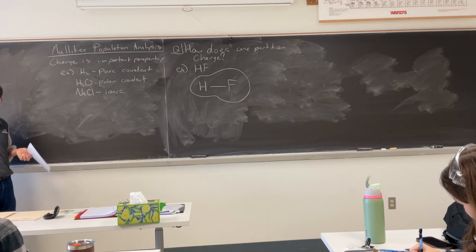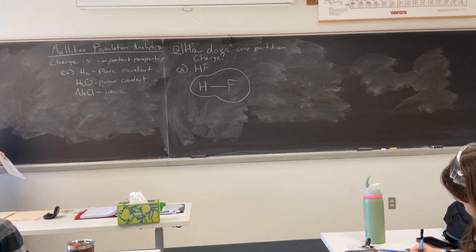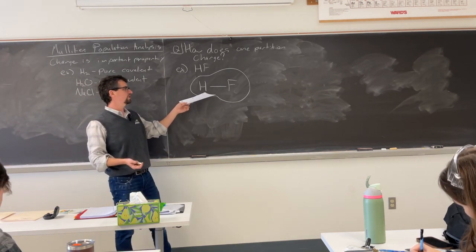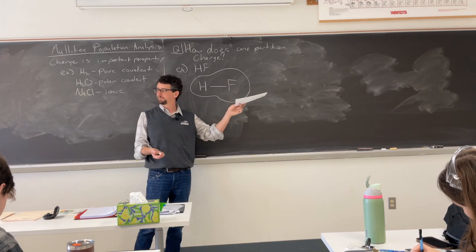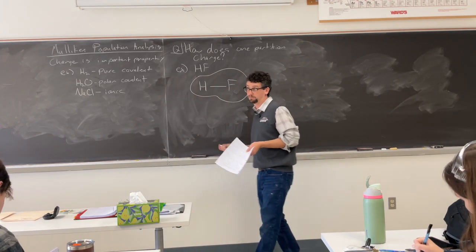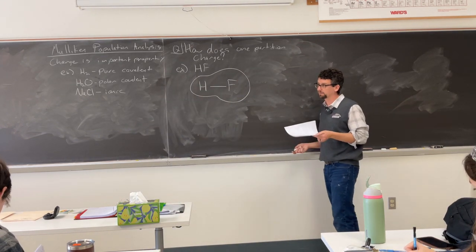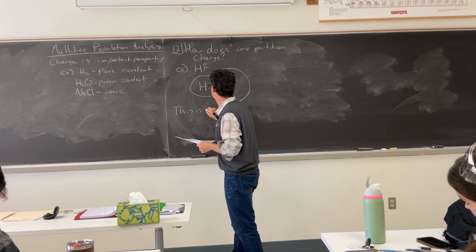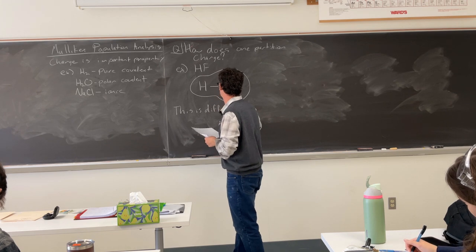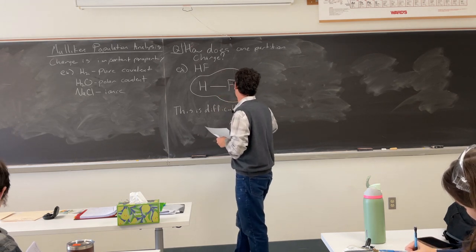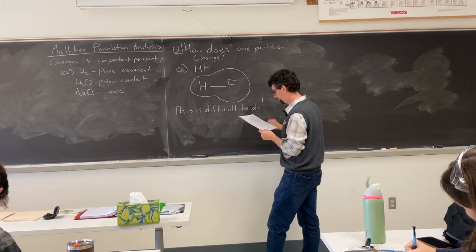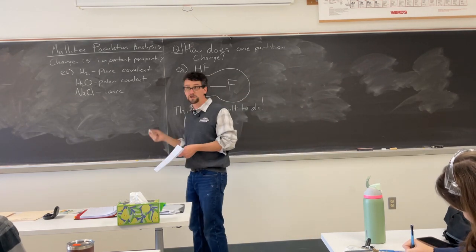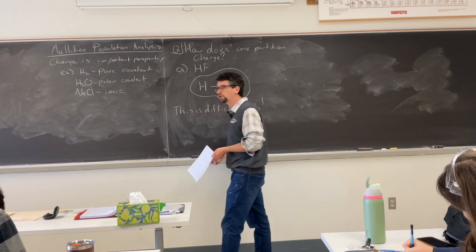Everyone's going to have a different point at which they draw, right? Because like, where does the hydrogen end and the fluorine begin? It's subjective, right? So this is difficult to do. You could say, let's use computations to do this.